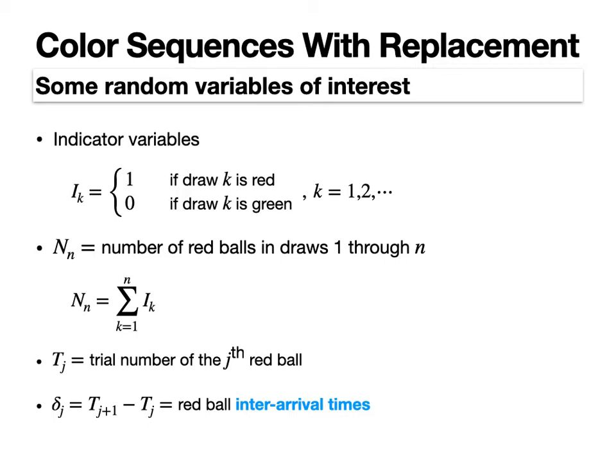And then this difference between adjacent T sub j's, which I'm calling delta j, right? Like if the 6th red ball appears on trial 12 and the 5th red ball appeared on trial 9, then the number of trials between the 5th and 6th would be 12 minus 9, or 3, and that would be called the inter-arrival time. So the time between adjacent red balls is what this delta j is. The delta j is the number of trials between the jth red ball and the next red ball.